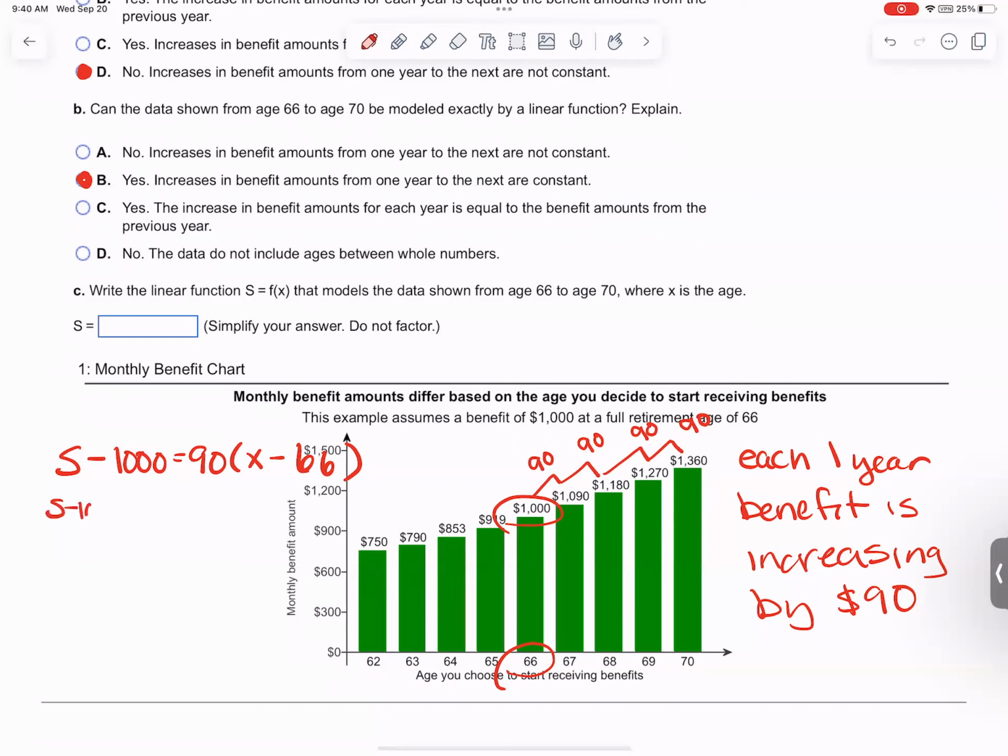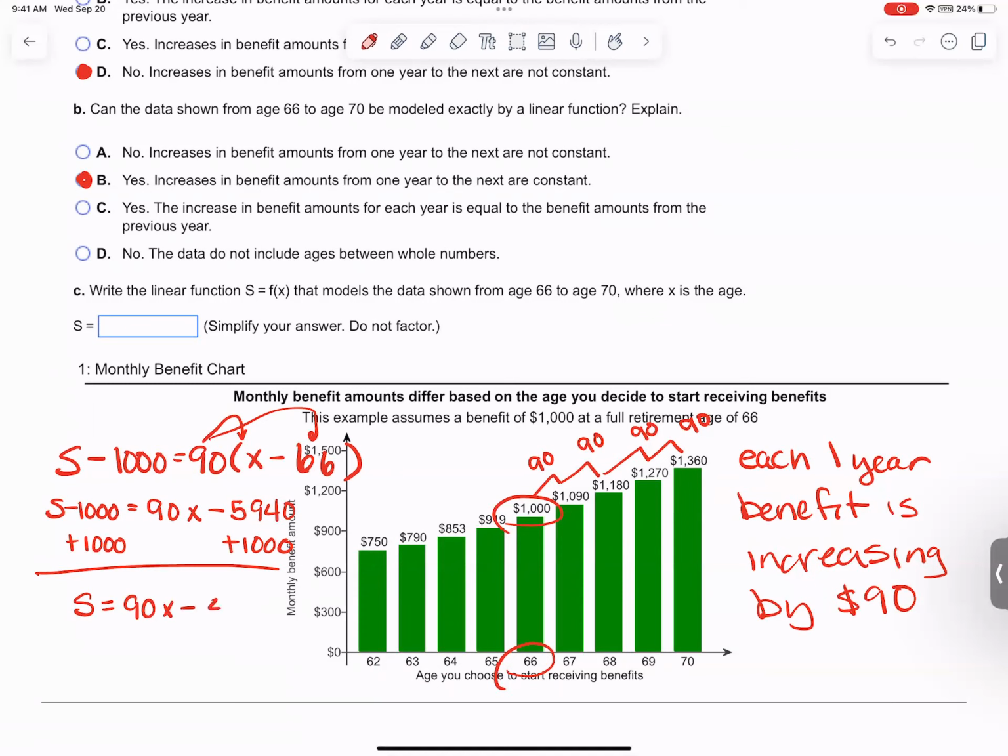Okay, and then just simplify. S minus 1,000 equals 90x, distribute 90 times 66. My calculator says that is 5,940. Add 1,000 to both sides. And the model would be 90x minus 4,940.